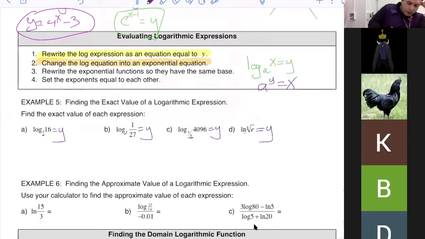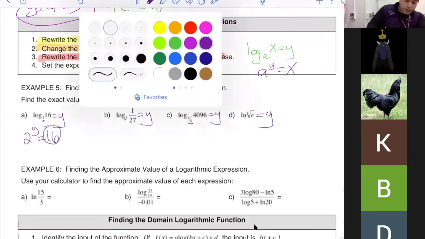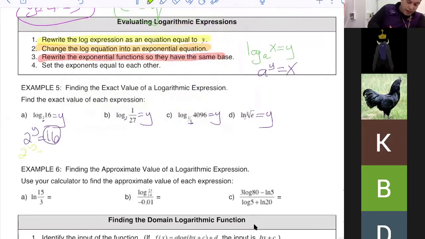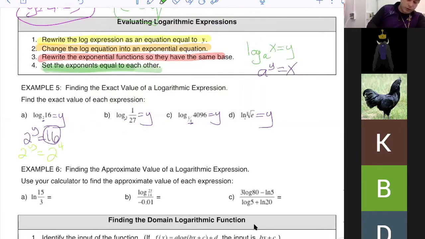The next step is to change the log equation into exponential notation. So 2 to the y is equal to 16. Okay, so I go from logarithmic notation to exponential notation. Now, once I have it in exponential notation, it's a lot easier to work with. So I'm going to rewrite the exponential function so they have the same base. And this is a continuation of what we did last class. So I'm going to rewrite 16 so that it's base 2. And that's just going to be 2 to the y is equal to 2 to the 4th power. And lastly, you guessed it, set the exponents equal to each other. So y is equal to 4.